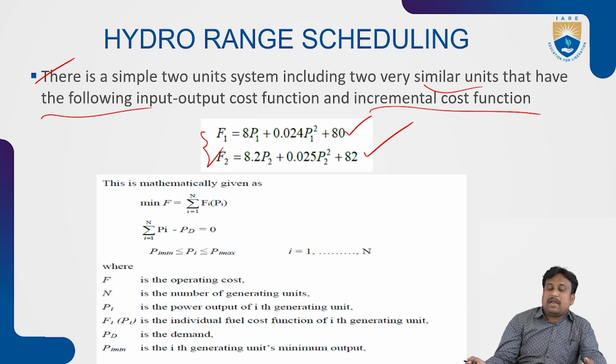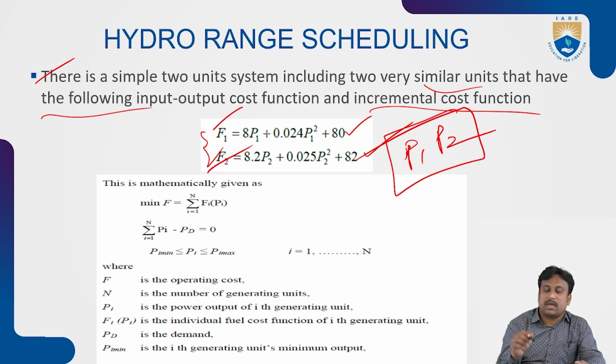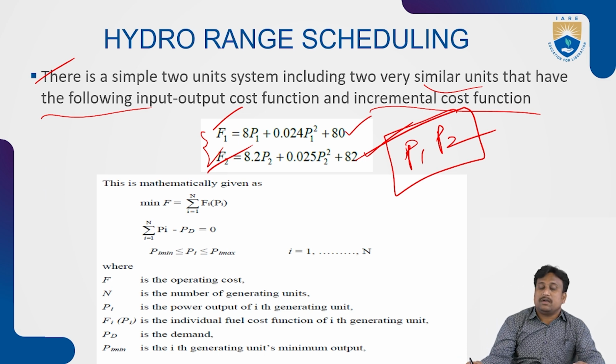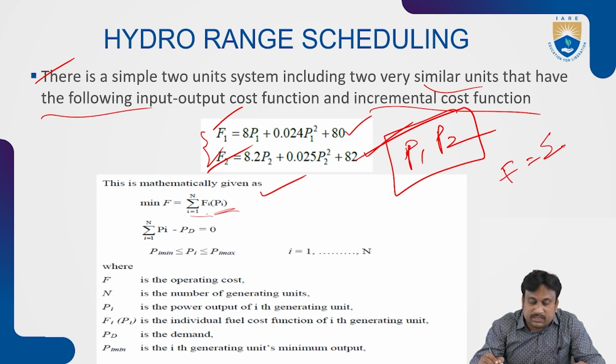So here we need to calculate the incremental fuel costs for the suggested values of P1 and P2. Once we know these values, if you substitute here, then we can easily calculate the incremental fuel costs of the two units, that is F1 and F2. Usually we may represent it as a minimal F value as summation i equals 1 to n of Fi of Pi.